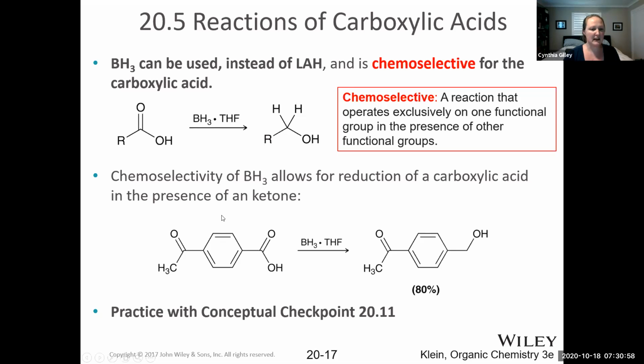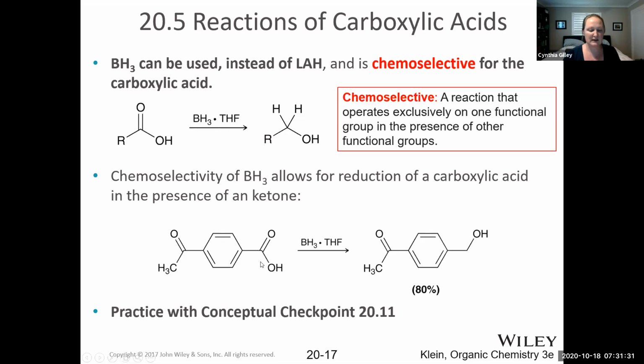So for example, the chemoselectivity of borane can be observed through the reduction of this para-acetyl benzoic acid compound. If we treat this with borane, it will selectively reduce the carboxylic acid down to a primary alcohol, even in the presence of a ketone. You should be thinking this is quite noteworthy because ketones are actually much more electrophilic than carboxylic acids.